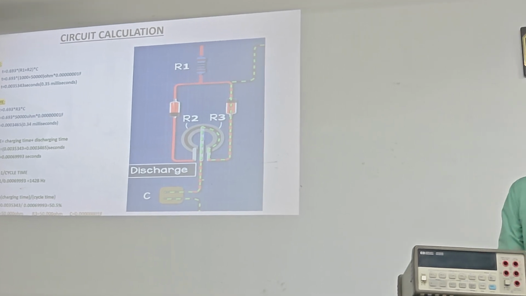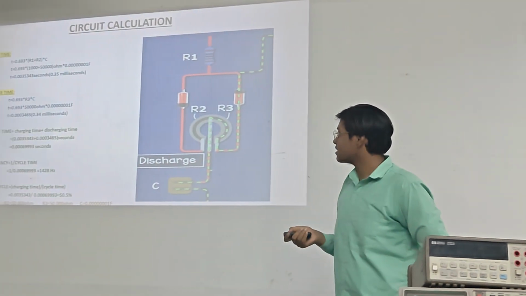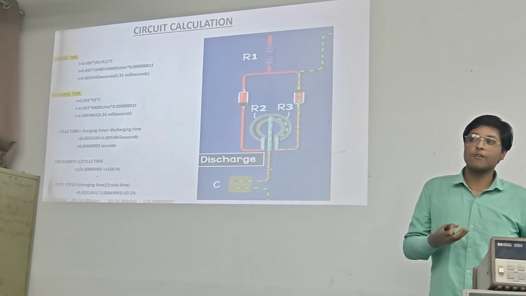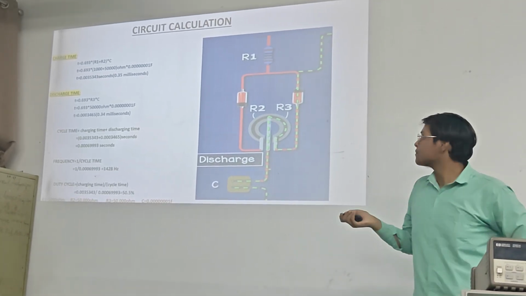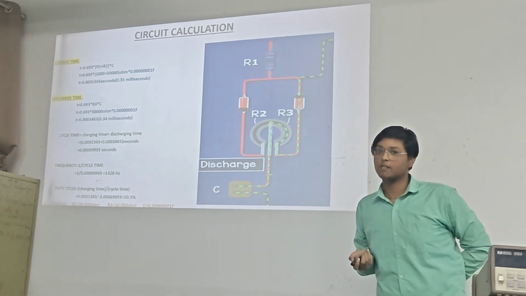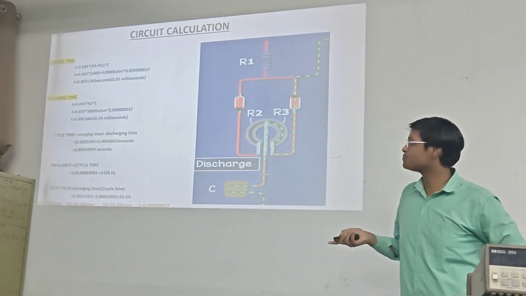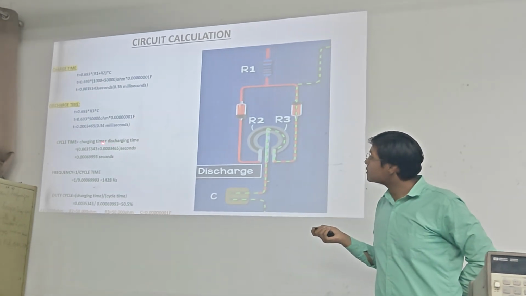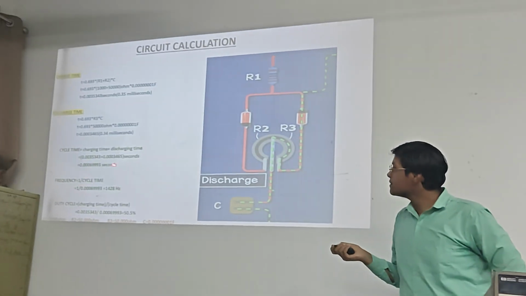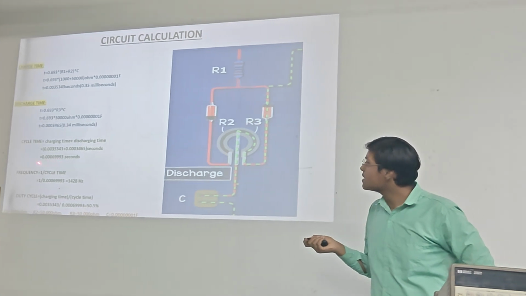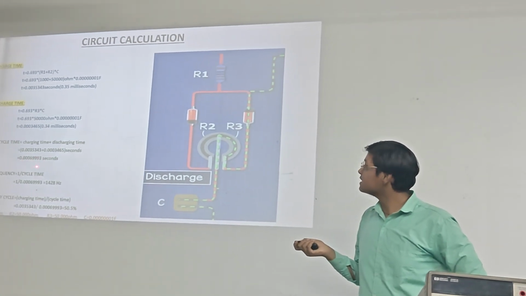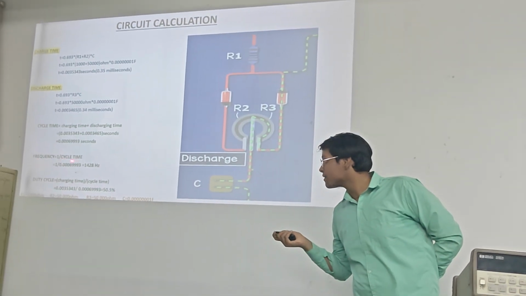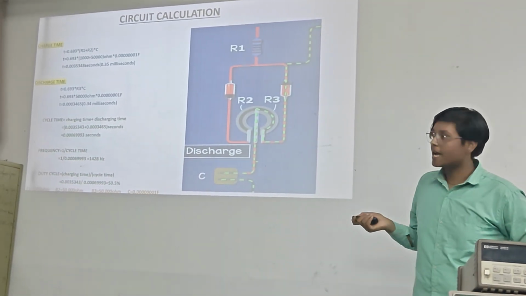And we know cycle time. Cycle time is the time taken by a wave or cycle to complete its one period or one cycle. So here our cycle time is normally the charging time plus discharging time, and it is 0.00069 seconds. And the frequency, this is the normal formula, frequency equals 1 upon cycle time.